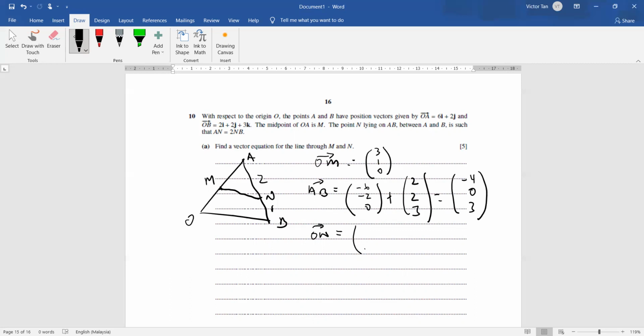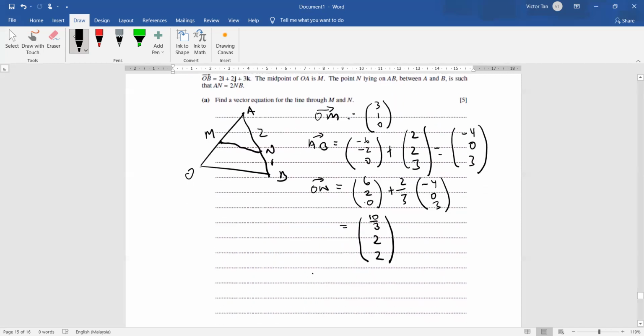OA is (6, 2, 0) plus 2/3 of AB. ON is equal to 6 minus 8/3, so 10/3, 2, 2. It's ON.